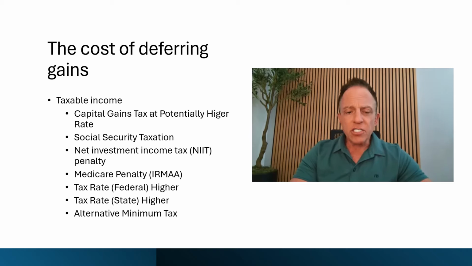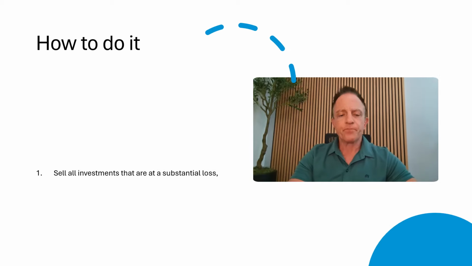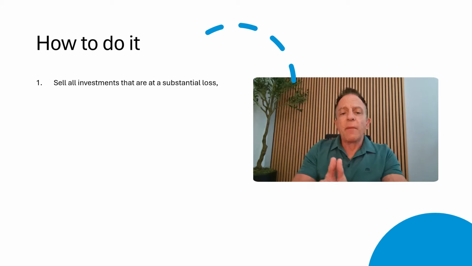So now let's actually talk about how it's done and you can see it. I'm going to give this to you in steps. Step one is you sell all the investments where you have substantial losses. Are you going to sell something for a $50 loss?